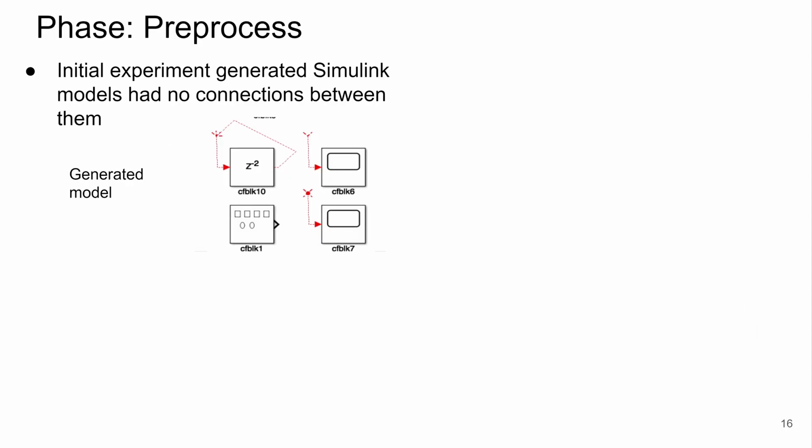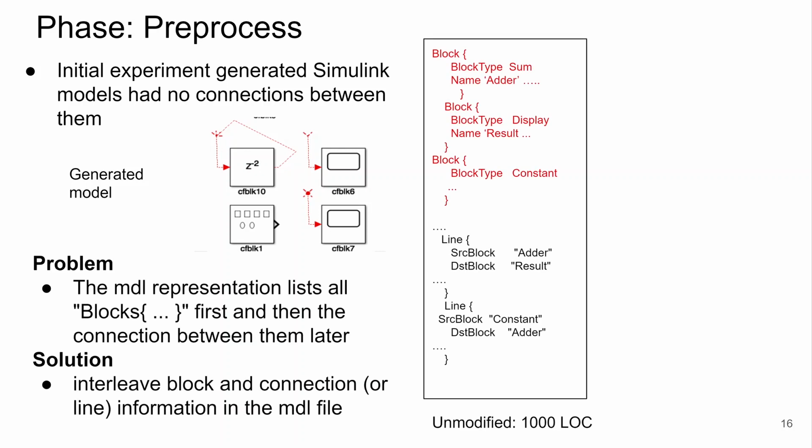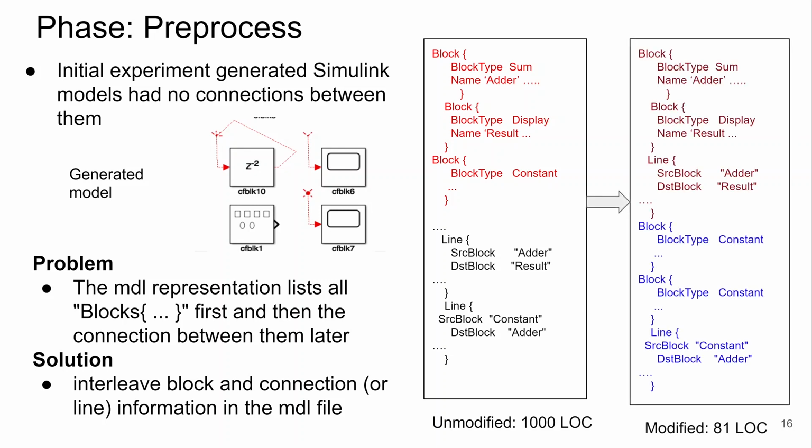During our initial experiment, the trained neural network generated Simulink models with no connections. Upon investigation, we found that the MDL representation has all the block definitions first and then the connections. To mitigate this issue, we restructured the MDL representation to have a pair of blocks followed by their connections.